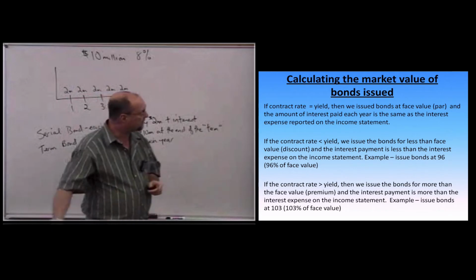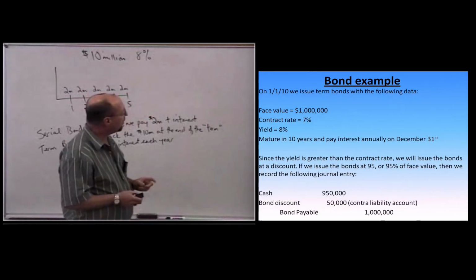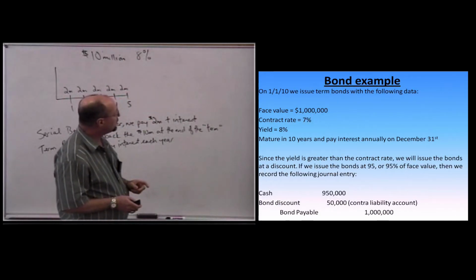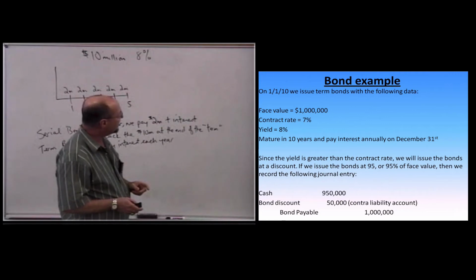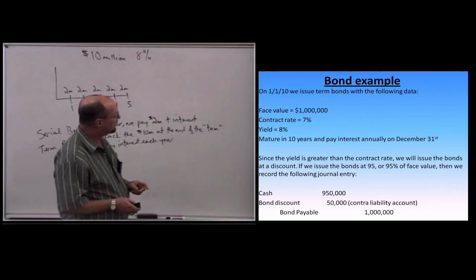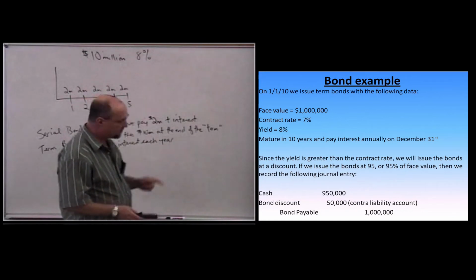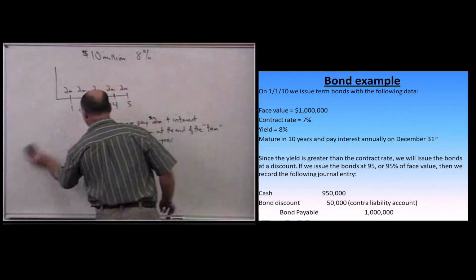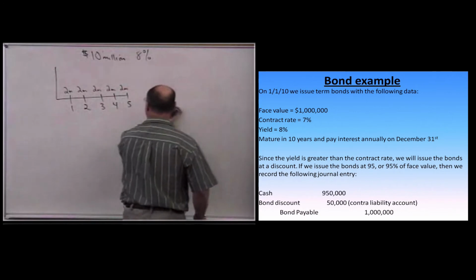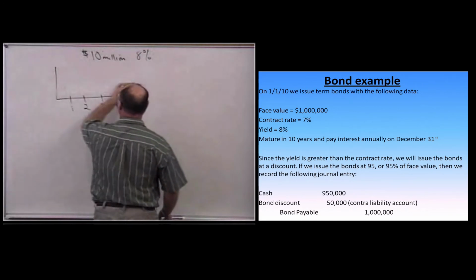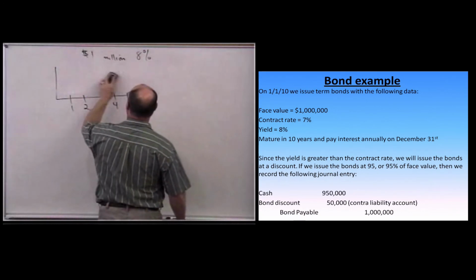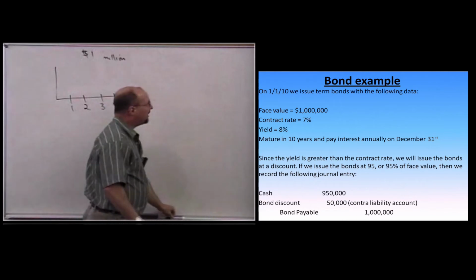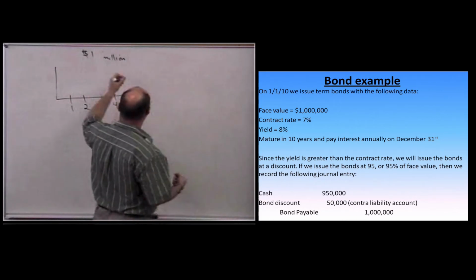So let's go ahead and take a look at an example. In our example, on January 1st, 2010, we issued term bonds with the following data. Face value is $1 million. I'm going to change the board just to reflect this. Okay, so we have $1 million bonds, and these are term bonds, and our contract rate is 7%.